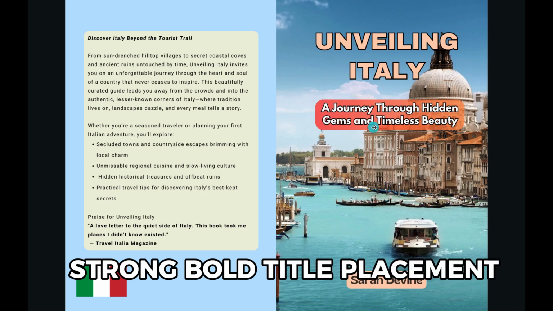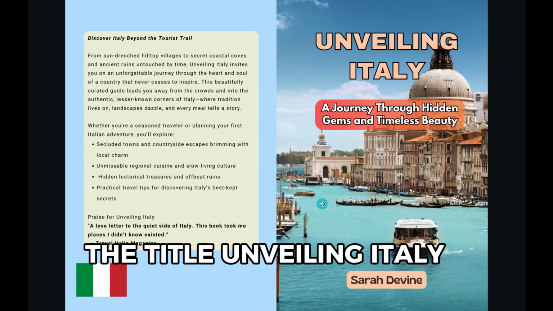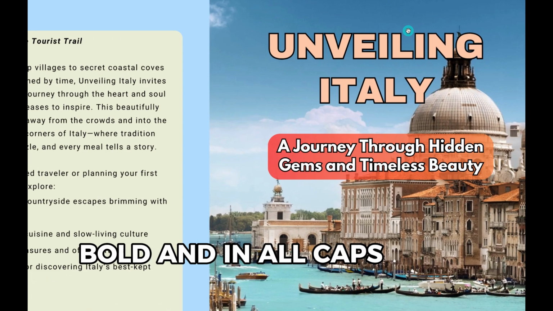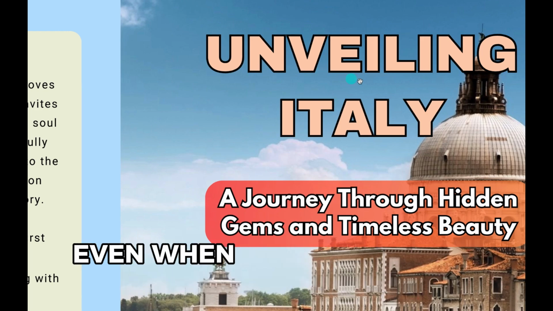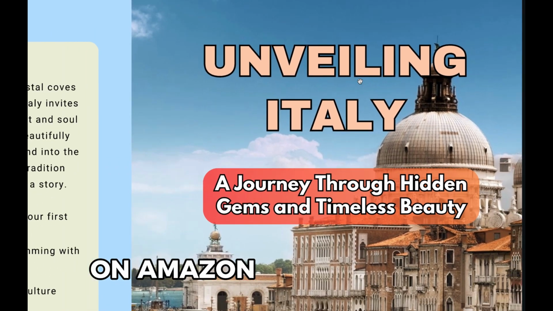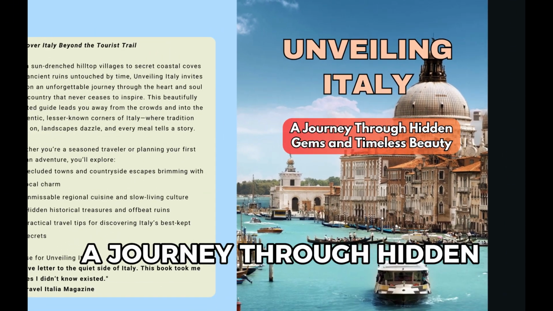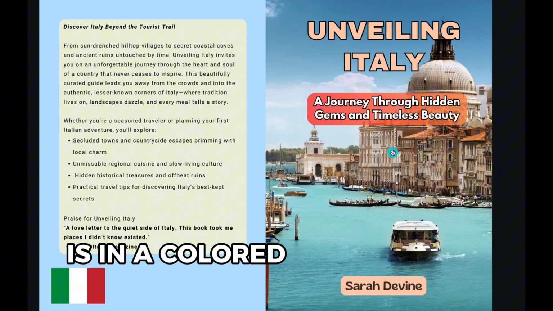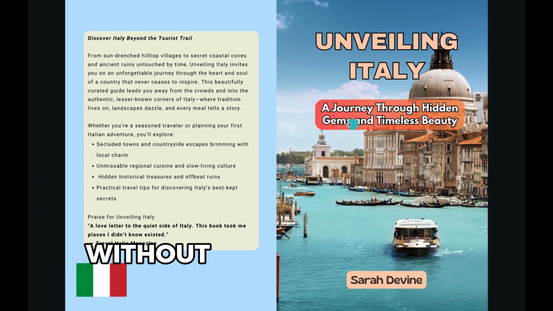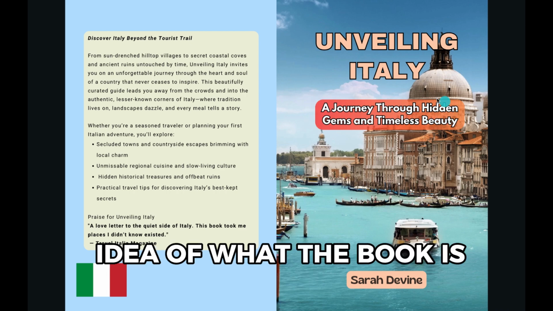Strong, bold title placement. The title Unveiling Italy is centered, bold, and in all caps, which makes it eye-catching, even when the thumbnail is small on Amazon. Clear subtitle. A Journey Through Hidden Gems and Timeless Beauty is in a colored box, making it stand out without distracting from the main title. It also gives the buyer a quick idea of what the book is about.